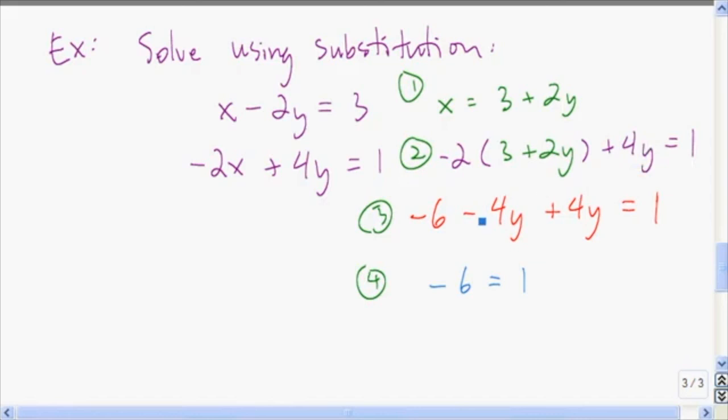And then what happens here is these y's cancel out. So we get negative 6 equals 1. So negative 6 obviously does not equal 1. And so when you get something that looks like that, what happens is that there is no solution. So it turns out that these two lines here are parallel lines.